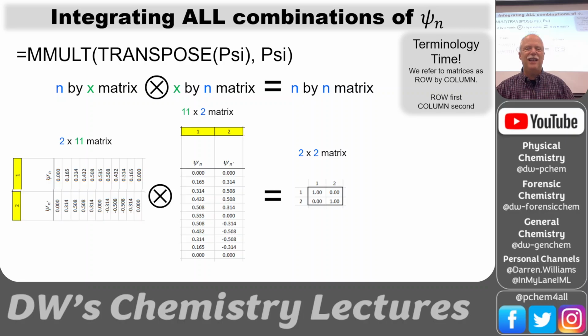So you have to select that n by n matrix. In our situation, we have two wave functions. When we transpose it, it flips to a 2 by 11, and we're multiplying by an 11 by 2. And so we should select a 2 by 2, type in the formula, and that's what we're doing up here.